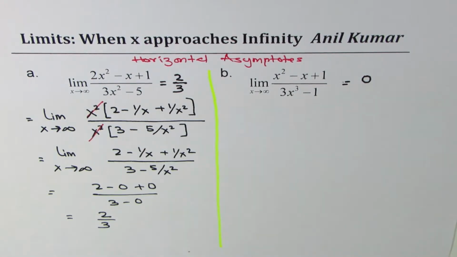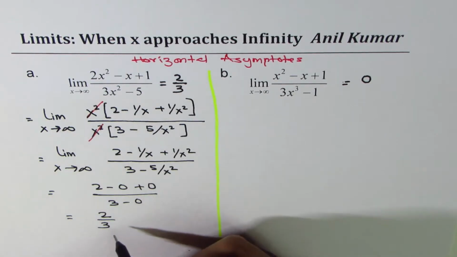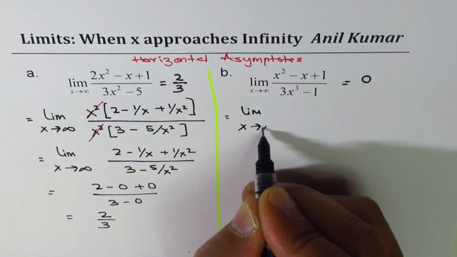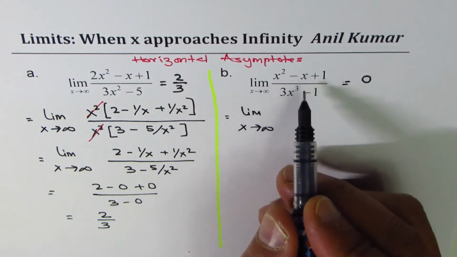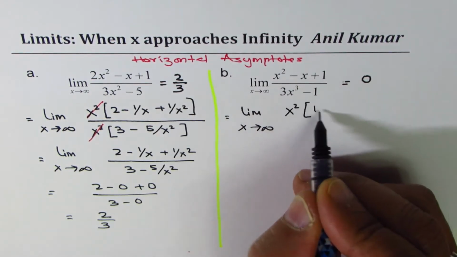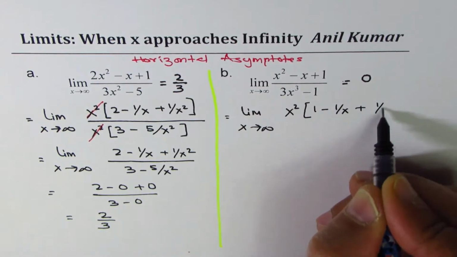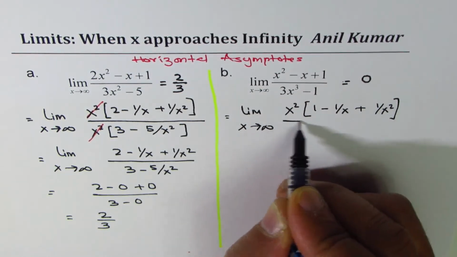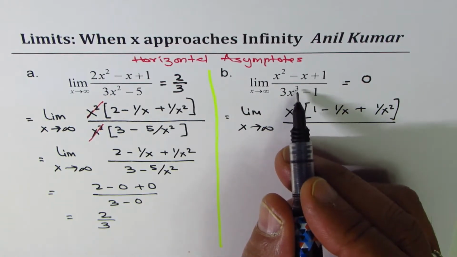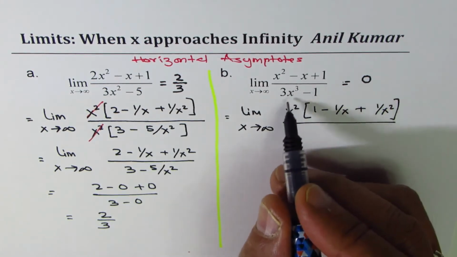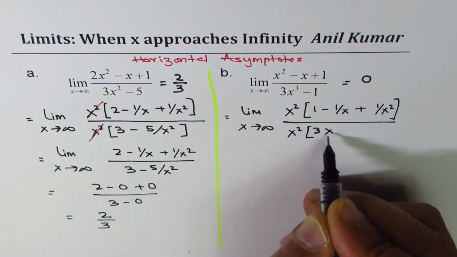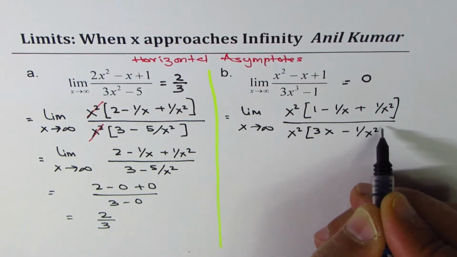You like it. Let's do the next one. We'll follow the same technique. So we'll write this as equal to the limit as x approaches infinity. We'll take x squared common, right? So x squared. So you get 1 minus 1 over x plus 1 over x squared, right? Divided by, let's take x squared common. So you could take x cubed also common, right? Anyway, let's take x squared common. In that case, we get 3x minus 1 over x squared, right?